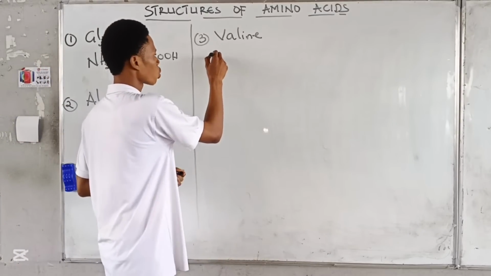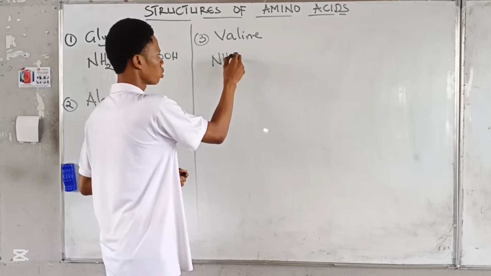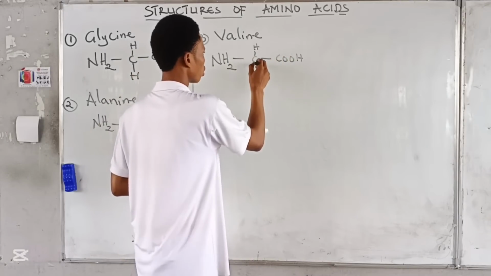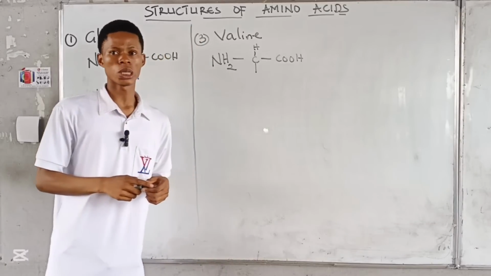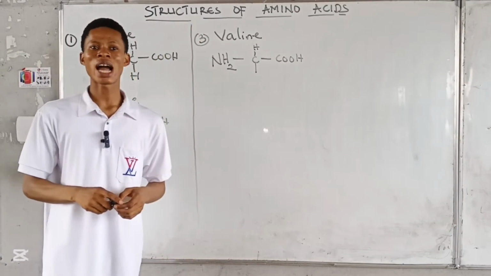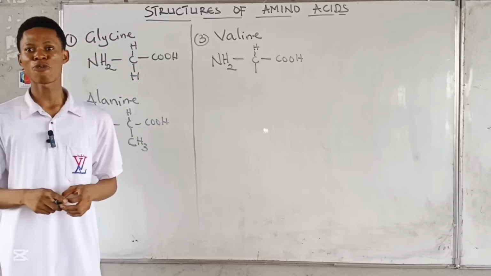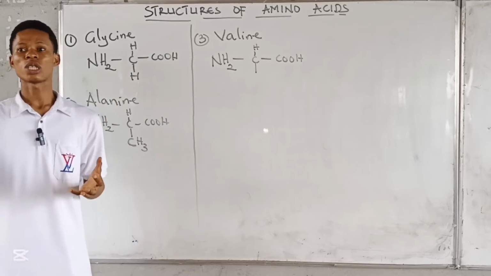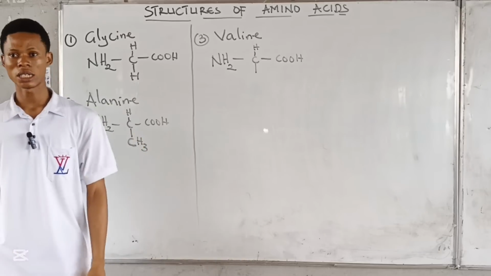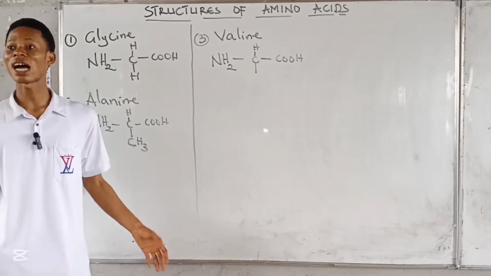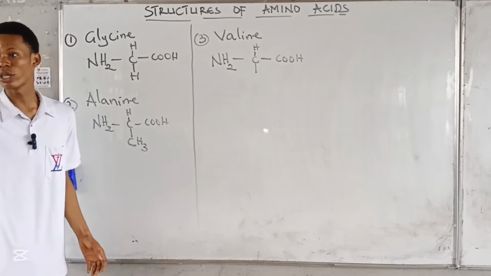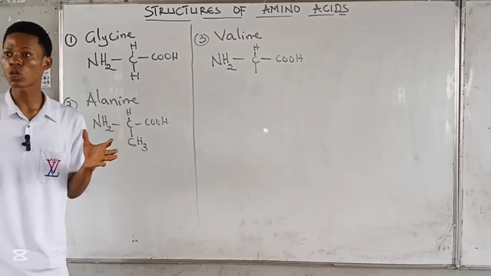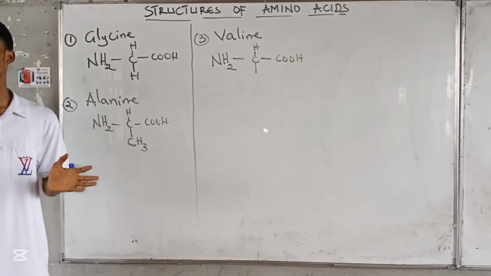Now look at this. Let's draw the part that remains constant: NH2, COOH, right? Now, one thing you should notice, all other amino acids, apart from glycine, are derivatives of alanine. We are just adding something to alanine, and that's all. And good thing now, all of you know the structure of alanine, right? So we'll just be adding something to alanine to get all the other remaining amino acids.